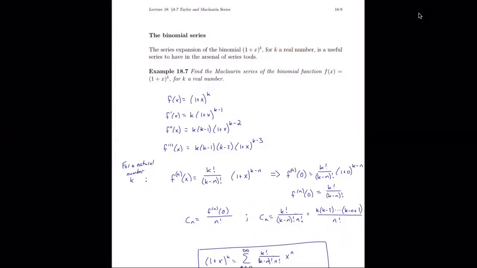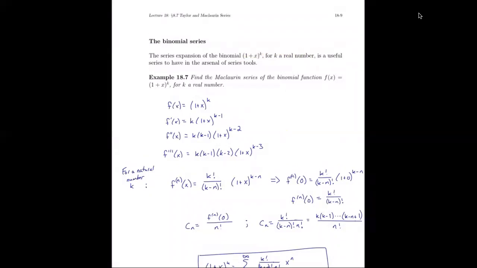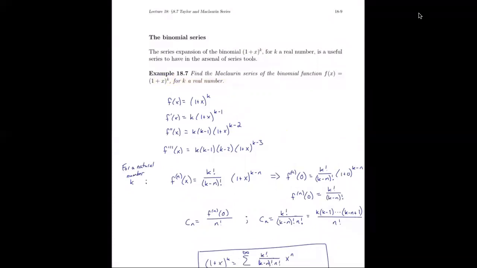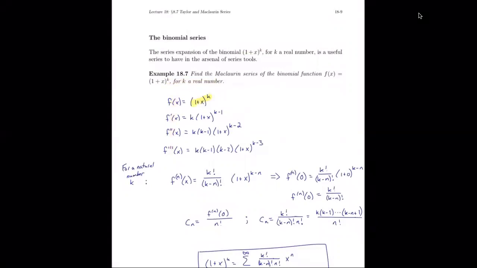And it'll turn out that when k is just a real number and not particularly a natural number, then this will be an infinitely long power series. So to come up with one for k, some real number, so a Maclaurin series for this function, 1 plus x to the k, we'll start with the usual method. Write down the first few derivatives of f. Function initially is 1 plus x to the k, its first derivative.